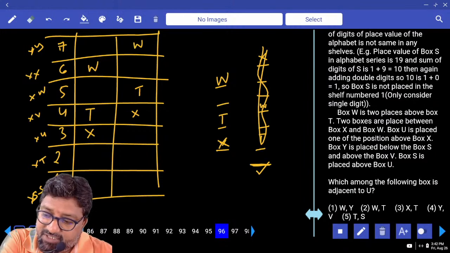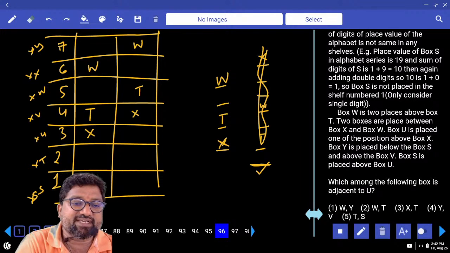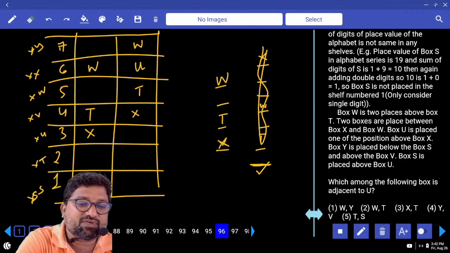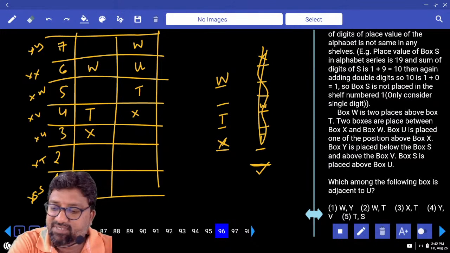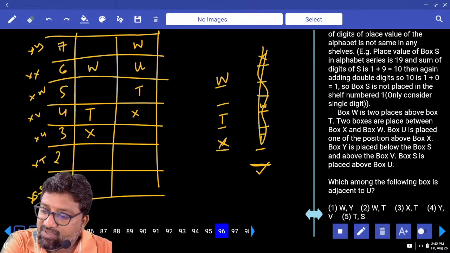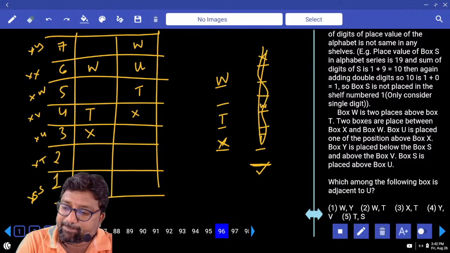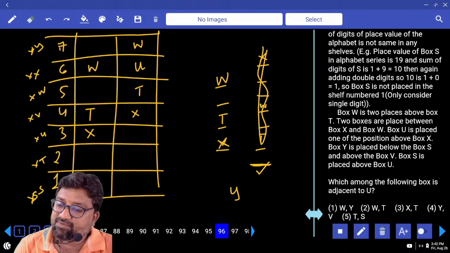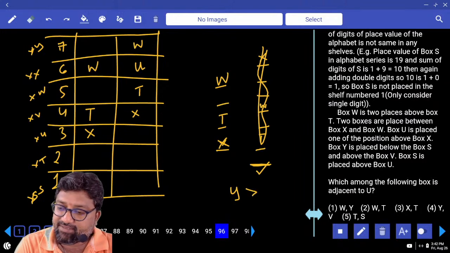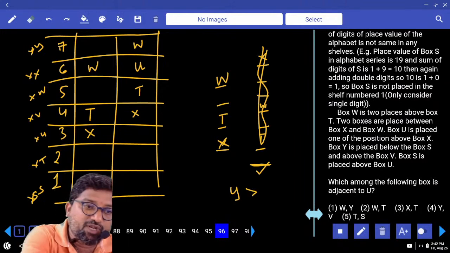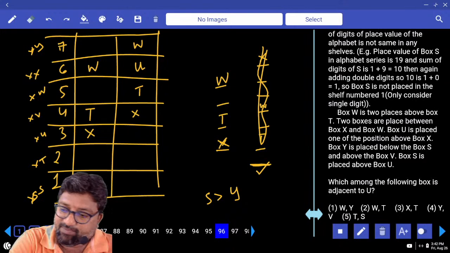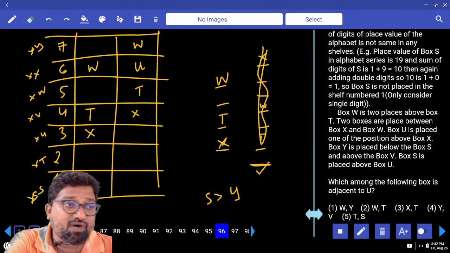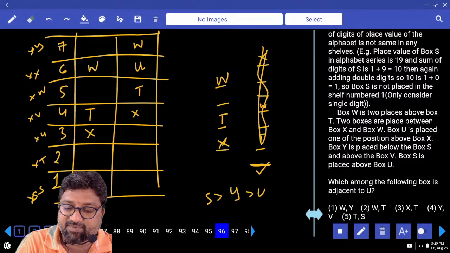Box U is placed on one of the positions above X. Can you tell the left side possibilities? 2 possibilities. Next, box Y is placed below S and above. Y is placed above V.